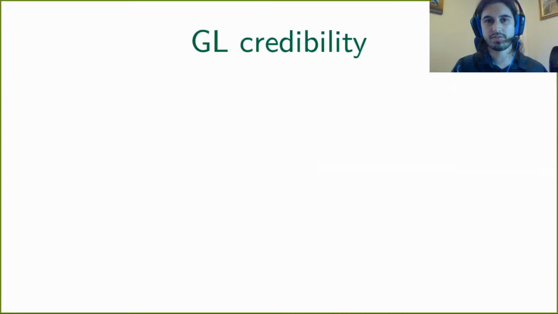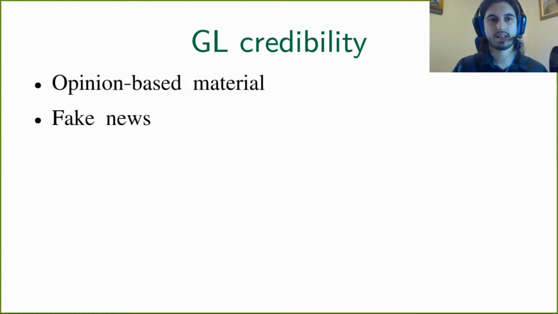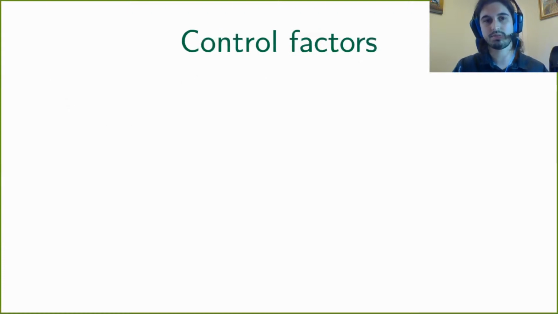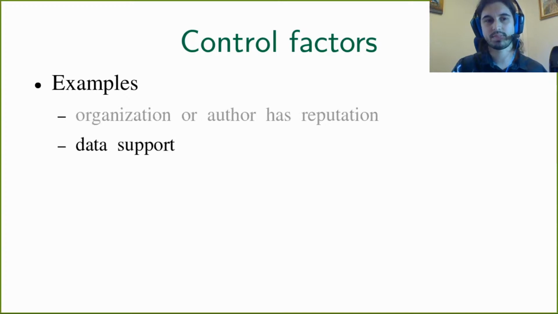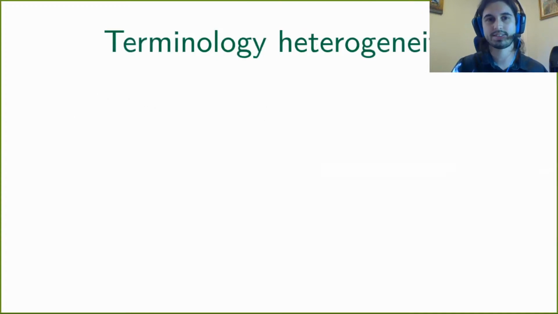So a first concern is the credibility of material, because there is a lot of opinion-based gray material. And if you don't take care, you can even include fake news in your data sample. So we recommend control factors for coping with this issue. In our case, we required the organization or author publishing the document to have some reputation. And the statements in the document should be supported by data, like, for example, Linux artifacts.